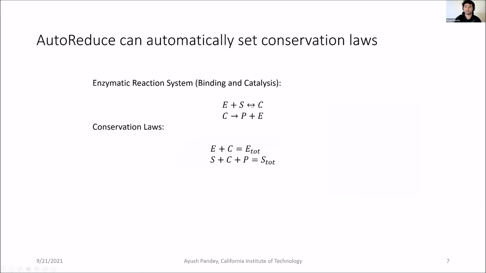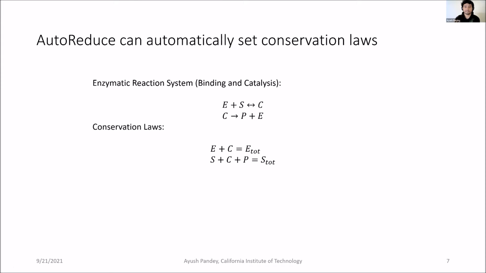So an enzyme binds to substrate to form a complex, and then the complex catalyzes to form a product P, and then the enzyme is free. So we model this system with conservation laws, and this is a very common practice when we are modeling biological systems with binding and catalysis. And we can write conservation laws, for example, as E plus C equals E total. So enzyme and this complex are conserved. So that's the conserved quantity, E plus C. And similarly, S plus C plus P might equal the total substrate.